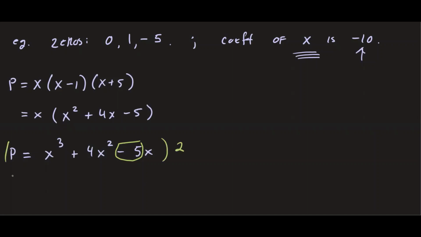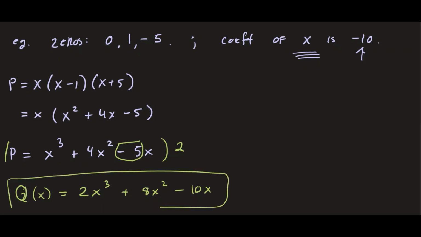So that means we can call this another polynomial, q of x. Then we have 2x cubed plus 8x squared minus 10x. So there you go, that's your polynomial satisfying both conditions, the zeros and the specific coefficient we want. Okay, so I hope this makes sense.